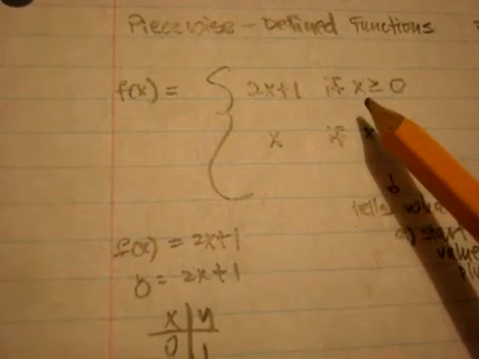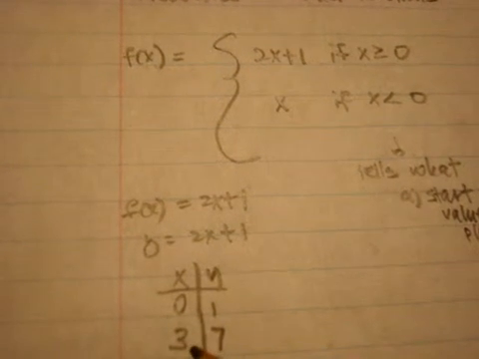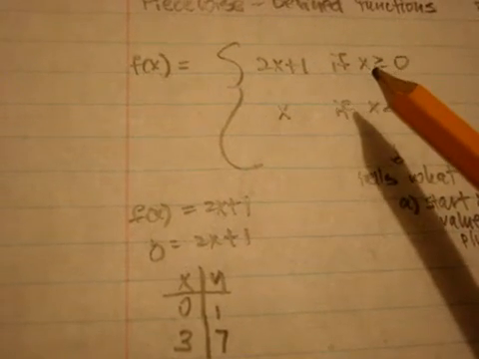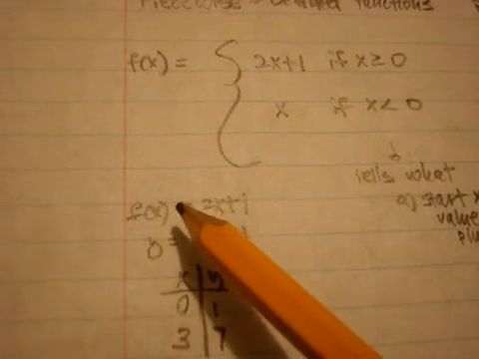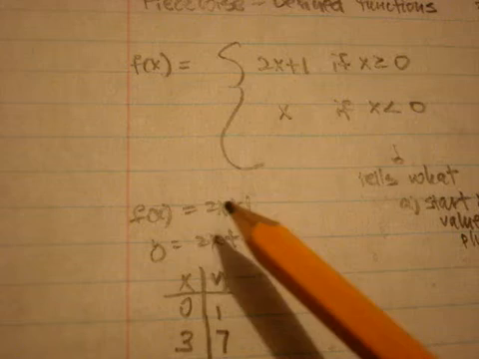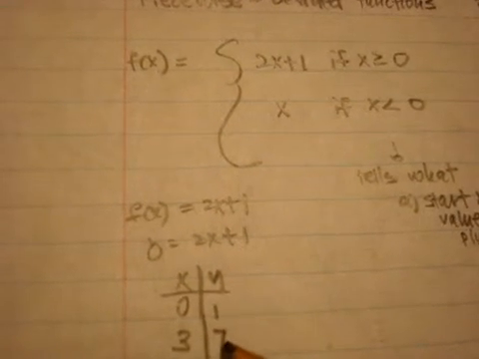Another x value I could choose is 3, because x has to be greater than or equal to 0. When I plug 3 into the linear function right here, I get 7.